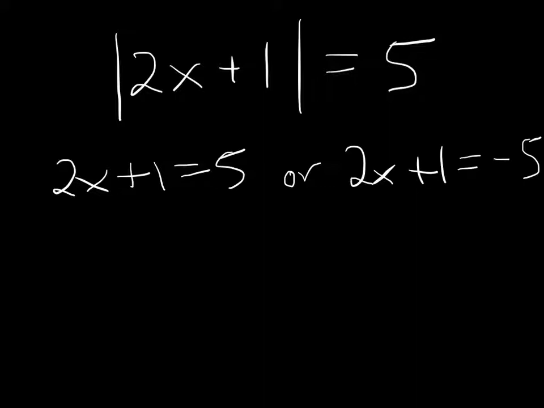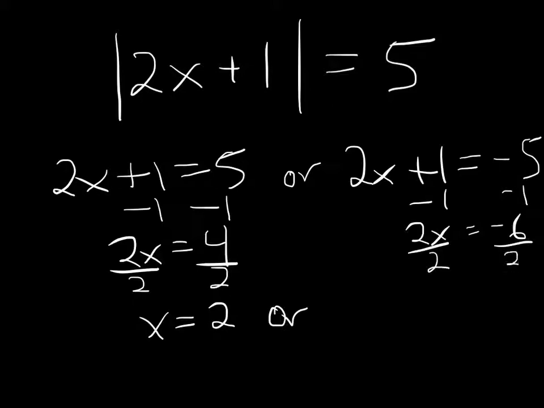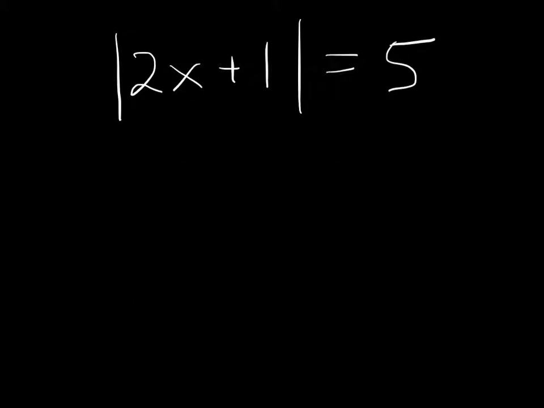Now we just have to solve each equation separately. Subtract 1 from both sides. We get 2x equals 4. We divide by 2, and we get x equals 2. On the other side, we'll repeat the same steps. We'll get 2x equals -6. We'll divide by 2, and we get x equals -3.